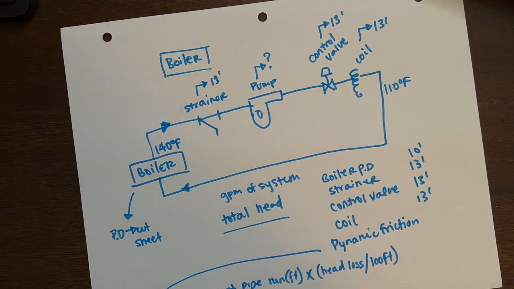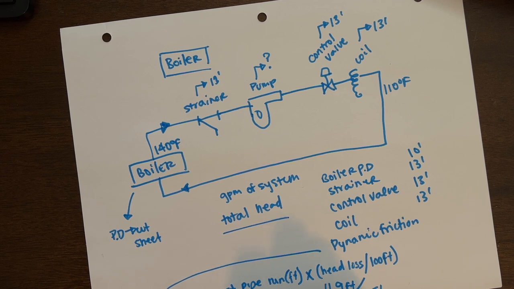Once you get those values, so let's say our longest pipe run, I have 100 feet, and the head loss per 100 feet is going to be, let's say, 11.9. That's feet per 100 feet. Note that this is linear foot. This is also linear foot. I'll just write that down. Linear foot, linear foot. So these will cancel, 100, 100. And then you're left with 11.9 feet of dynamic friction. This will all be added up.